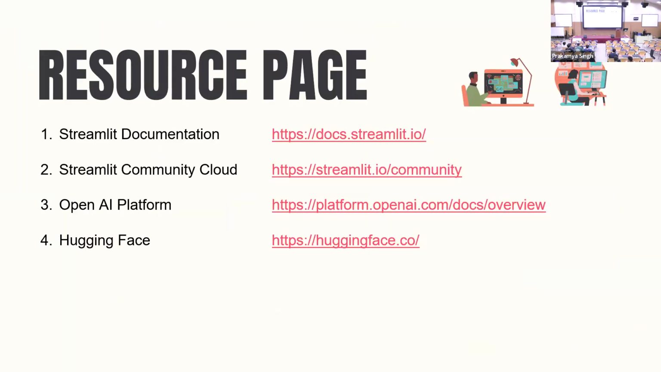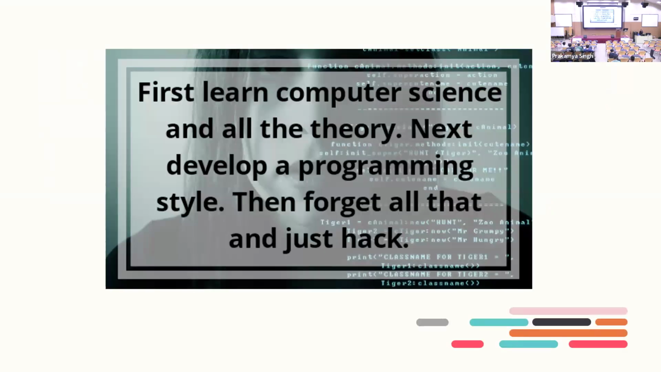Okay, these are some of the links. I think you can easily find them. Streamlit documentation, Streamlit Community Cloud. The Community Cloud is for downloading other people's open source applications with source code. You can see whether you want to modify them and use them. OpenAI platform and Hugging Face. This should be easy. Okay, so I'm finished, before I go to the code.